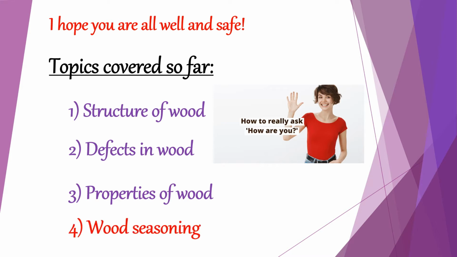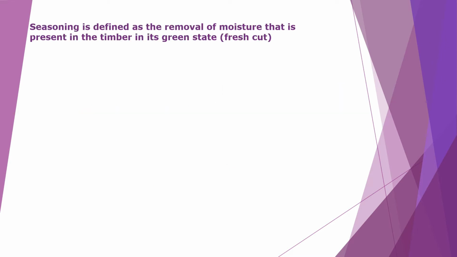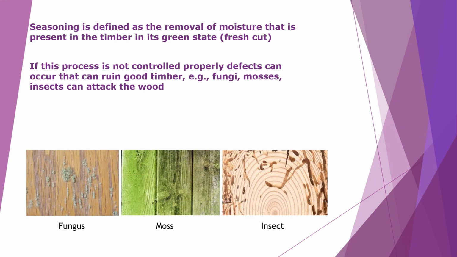Today, we're going to be starting our fourth topic in the course outline, which is wood seasoning or timber seasoning. So, what is seasoning? Well, the definition is the removal of moisture content that is present in timber in its green state, or freshly cut or freshly harvested trees. If the process is not controlled properly, that is, the removal of moisture is not controlled properly, different defects can occur that can ruin the quality of the timber.